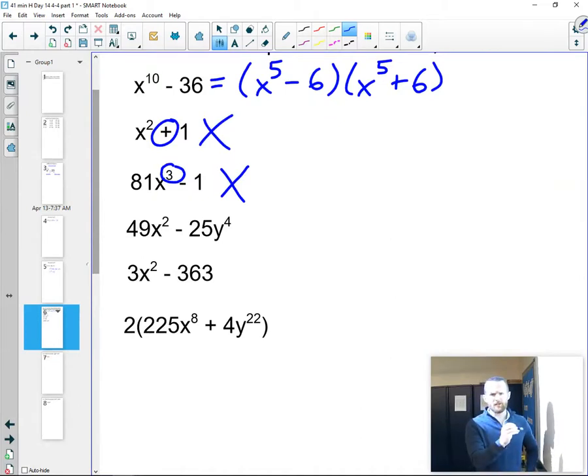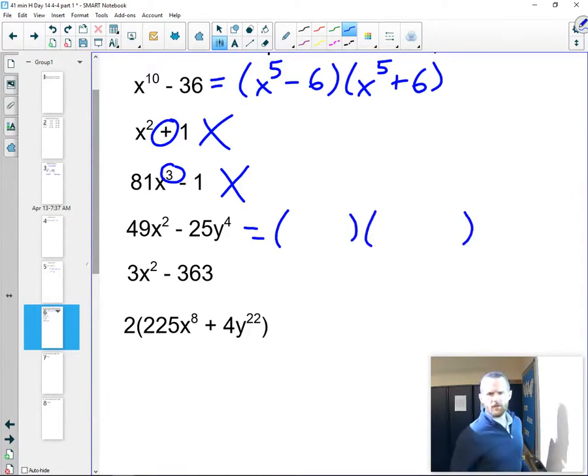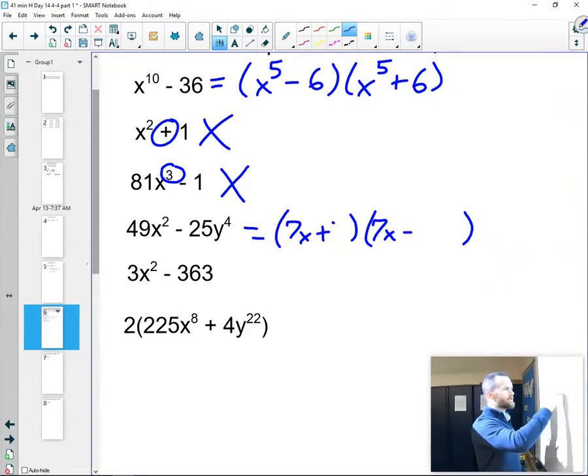Now we've got 49x squared minus 25y to the fourth. This one is a difference of squares. It checks all the boxes. It's a binomial. All the powers are even. We see subtraction, and both coefficients are perfect squares. So let's see. The square root of 49 is 7. It's x squared, so it's just going to be x. And so that's going to be 7x in front of both binomials. And in the back, we know it's going to be one plus and one minus. The square root of 25 is 5.